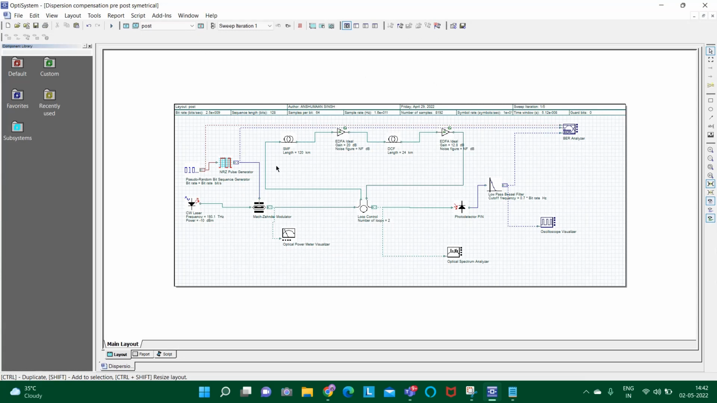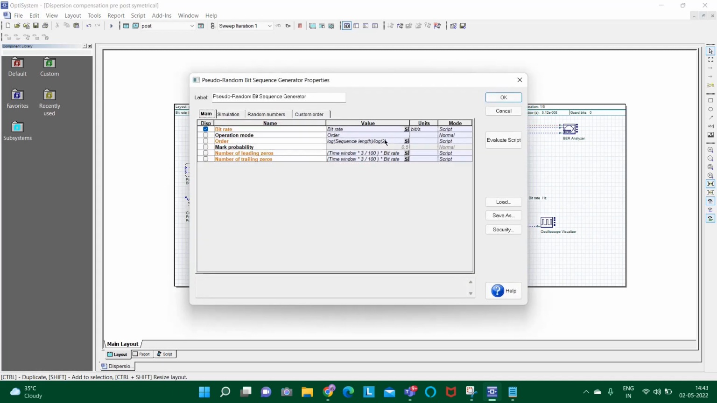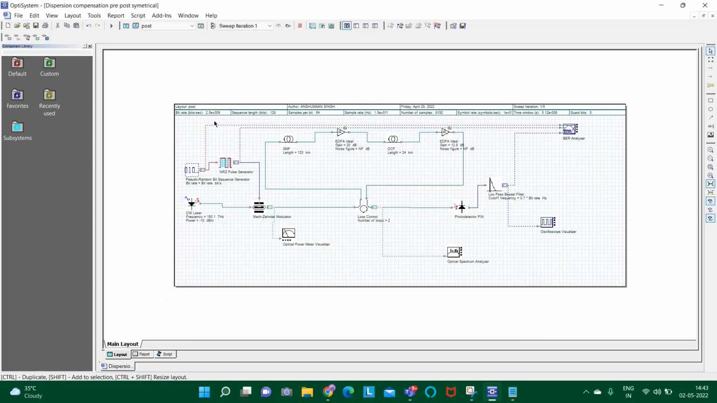First one is our pre circuit. Here I am using a pseudo random generator which is passing through the NRZ pulse generator, and this is my modulator, and the modulator is connected to my laser. Here we can see the frequency is 191.1 terahertz, and power is minus 10 dBm. This is my pseudo random bit generator. If we click here, we can see the bit rate and other parameters. The bit rate is 2.5 gigabits per second, and the sequence length is 128. The samples per bit are 64.